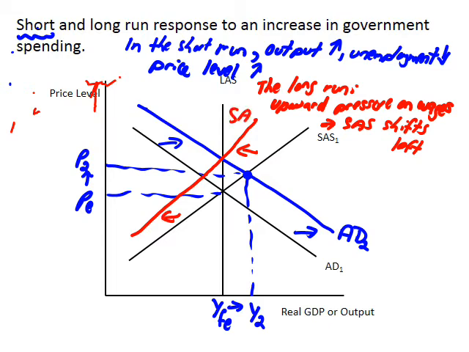So here's SAS2. Here's our new point. And so once again, we're on the long run equilibrium. We're still at the output that we were before at potential GDP. The price has increased, and now we've returned to that long run equilibrium. So the blue was in the short run. We had AD shifting to the right, and then in response to the increase in prices, we had wages increasing.